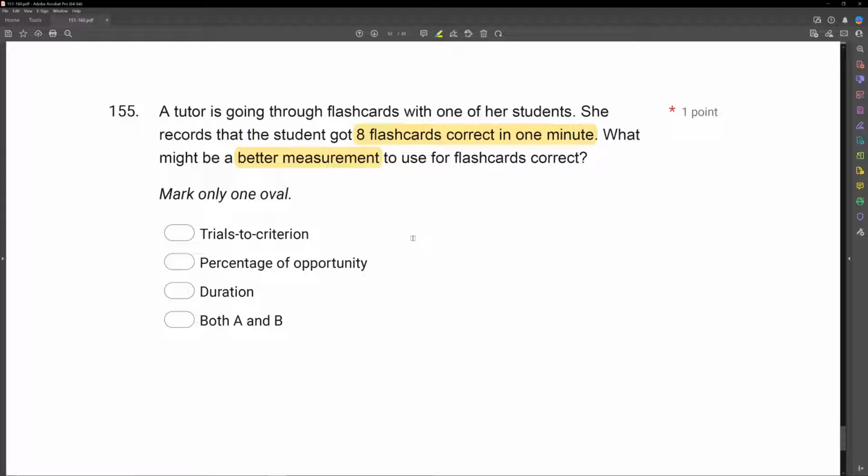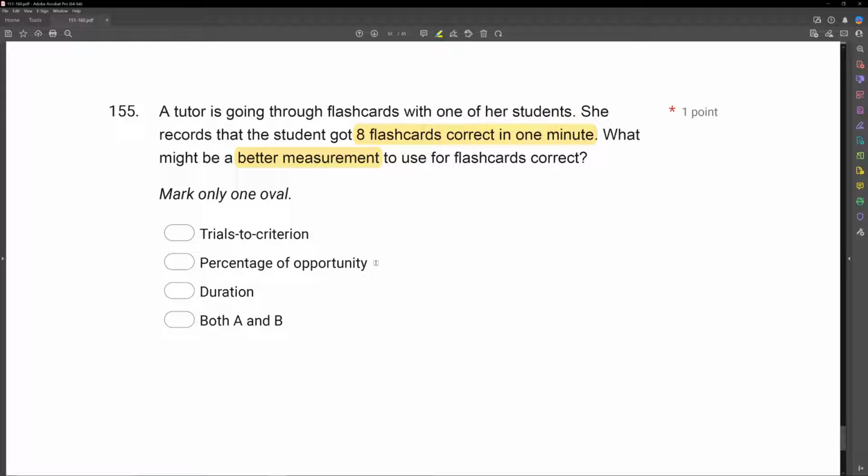So A, trials to criterion. Well, sure, if we have a mastery in place, right, this student needs to get 9 correct in a row, right, to achieve mastery. That's probably a better measurement than how many they can do in 1 minute because there's a lot that can affect how many flashcards are even delivered in that 1 minute if we're going to use rate. B, percentage of opportunity.